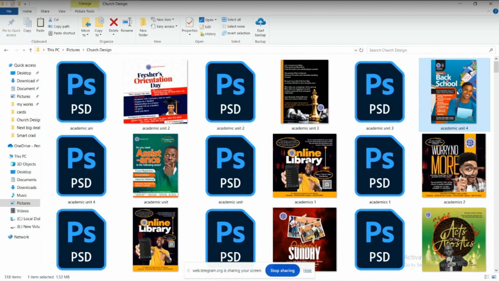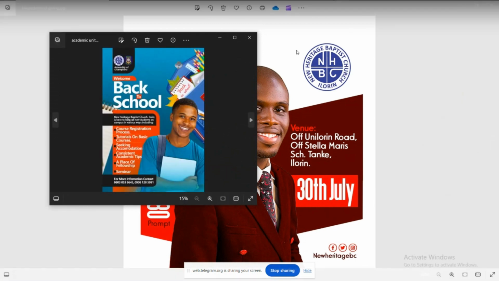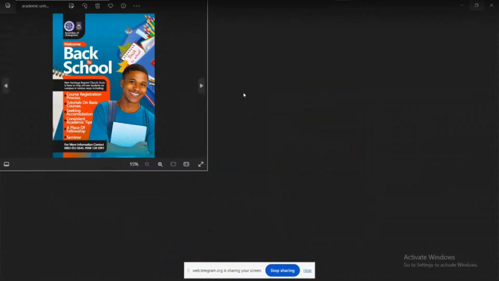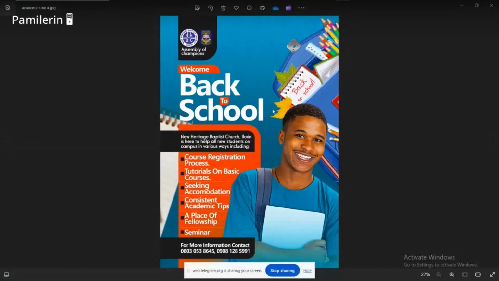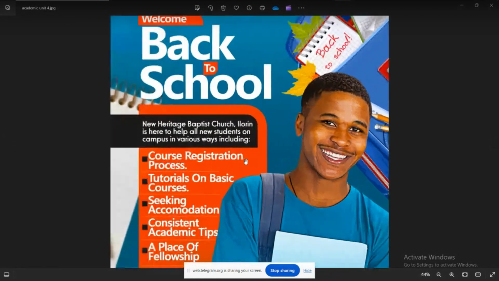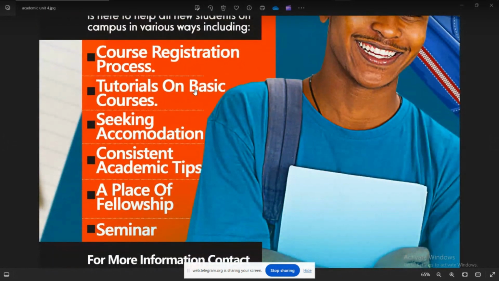Now, rhythm can take different forms. It can be the form of using the same typography throughout your design. It can be the form of using the same picture or the same color throughout your design. So you're trying to create a repeating of the same picture or the same color in your design. Now, in this design, the first aspect, apart from the smiling guy and the back to school, you notice that there's a form of rhythm in the way this course registration process, tutorial on basic course, how they move.